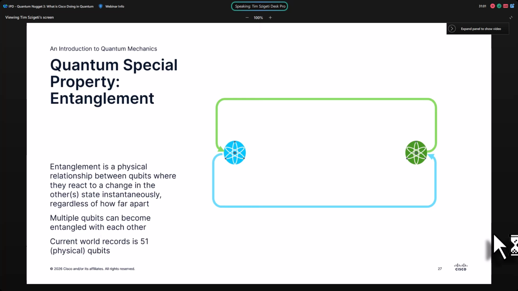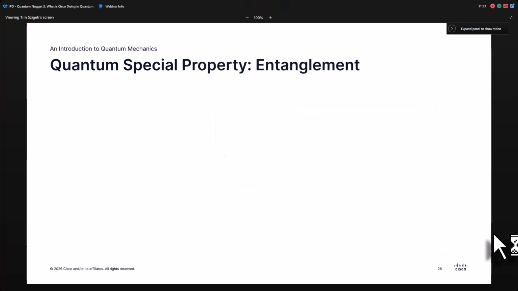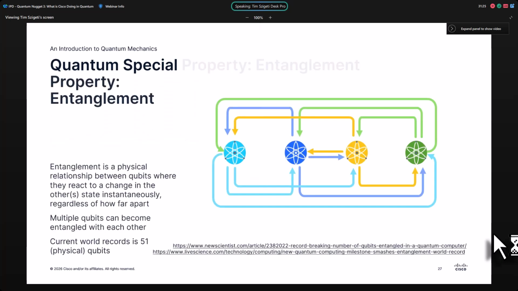And it's interesting to note that you can entangle not just one pair of electrons, but you could actually entangle many. The current record is 51 of these entangled together, but there's no limit, and there's no limit to the distance in between. This special property, once it's manifest, remains in place until, again, you make a measurement and you collapse it.